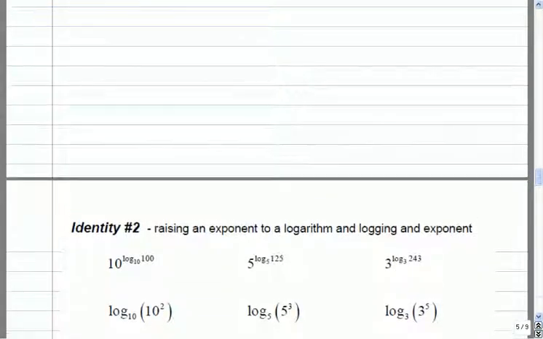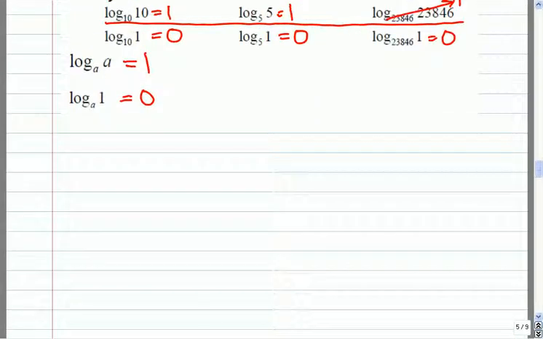What about 0? Log 0 of 1. Log in base 0. That's a good question. So I'm going to have to stop this part of it for now.